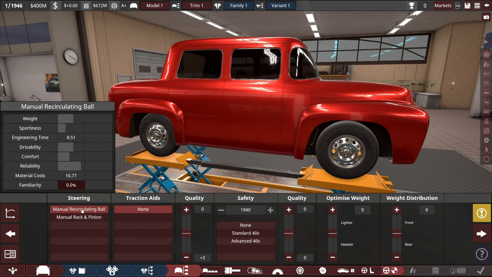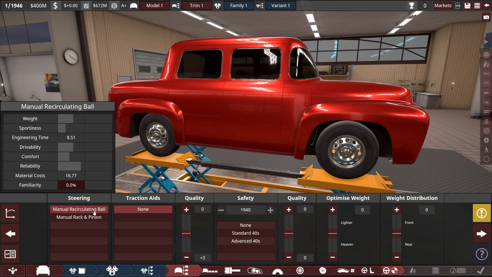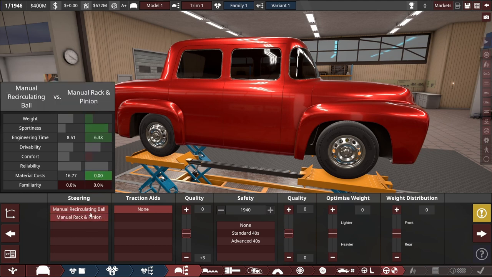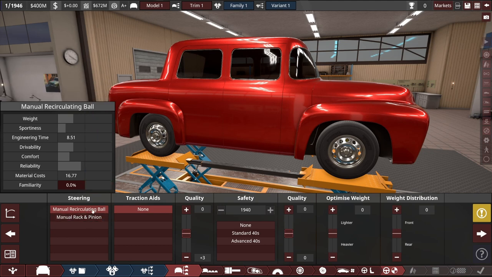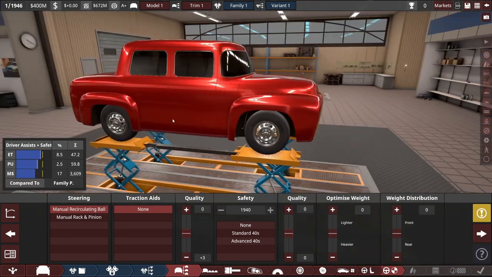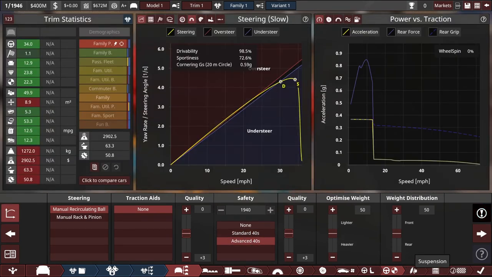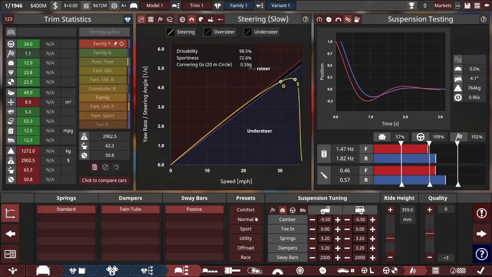With recirculating ball, this is also new, I think, or recently new. Instead of just manual steering and then power steering, we have the choice between recirculating ball and rack and pinion, where recirculating ball is more comfortable, less sporty, better for heavier cars, and this is going to be a heavy car. Best safety we can get is a must have.